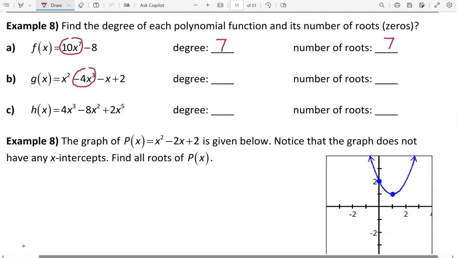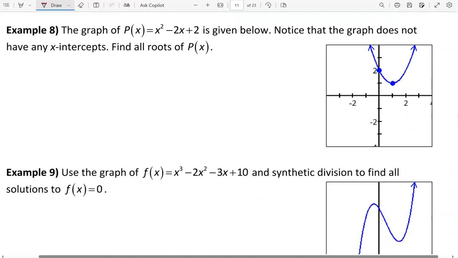So that first term should actually be negative 4x cubed, which means that we have a degree of 3 and 3 real roots, or 3 roots. They may or may not be real. In c, for h of x, the degree of this polynomial is 5, and that means that there are 5 roots. In example 8, we'll notice that this parabola, which is a second degree function here, doesn't have any x-intercepts. That means that its roots must be imaginary.